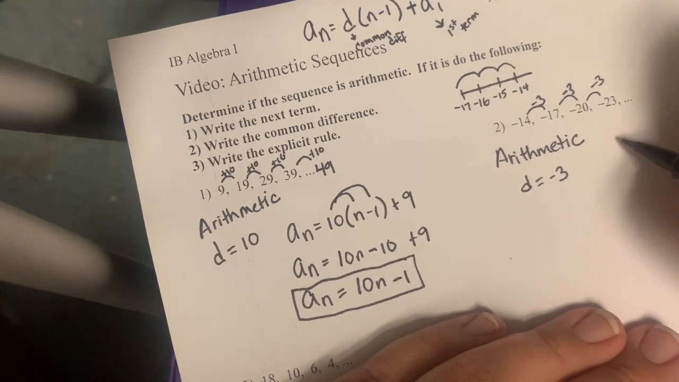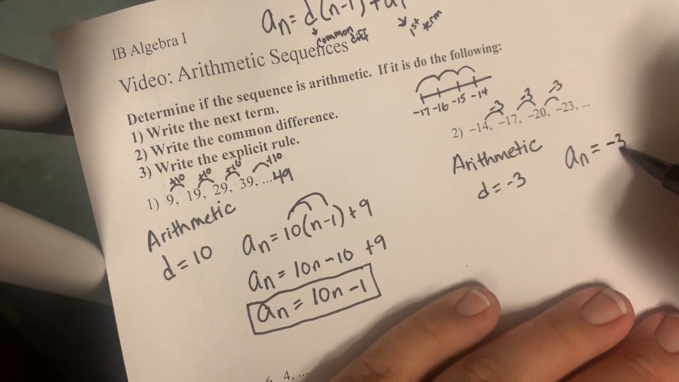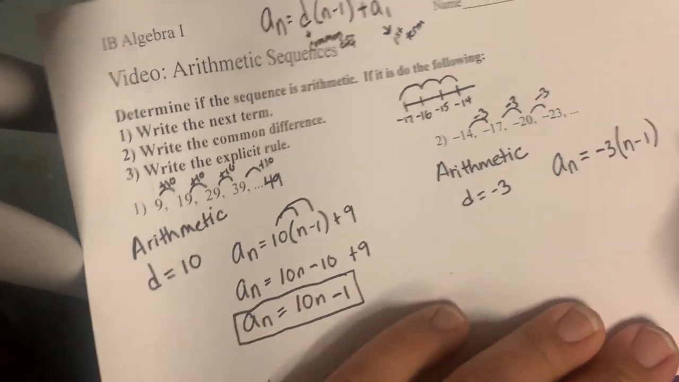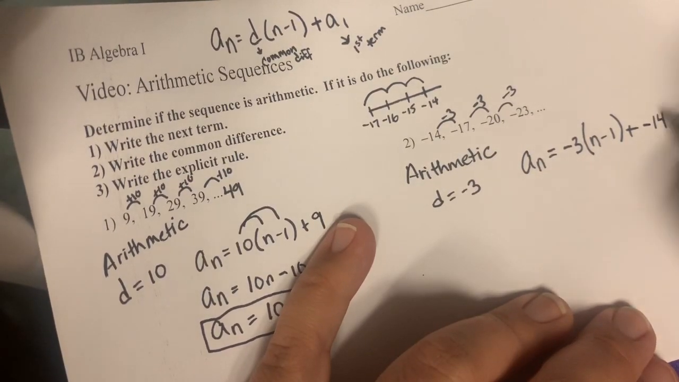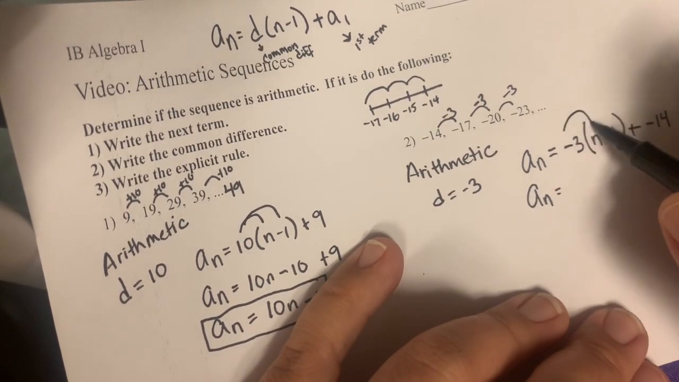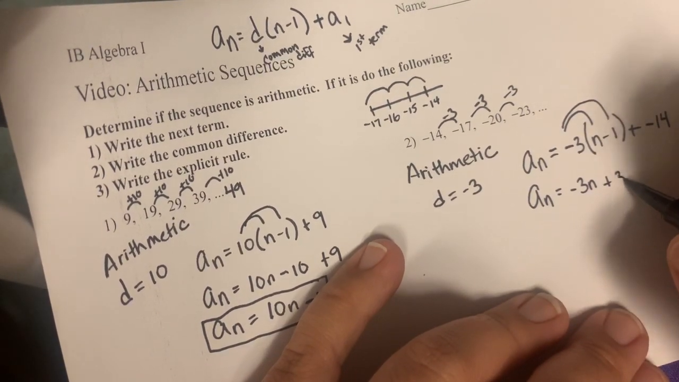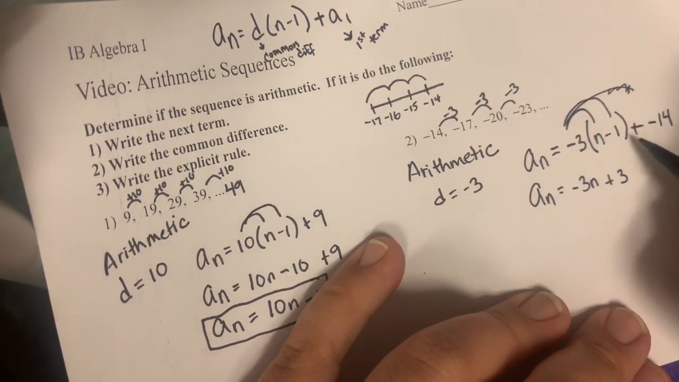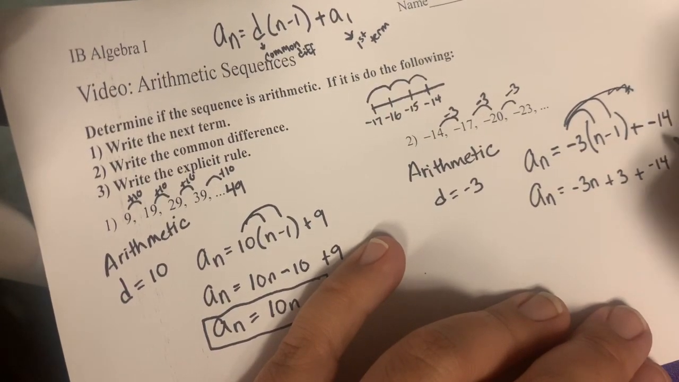All right, so I've got to write my rule. A sub n equals the common difference, which is negative 3, parentheses, n minus 1, close my parentheses, plus my first term. And the first term in the sequence is negative 14. So plus negative 14. Now I've got to simplify. So a sub n equals negative 3 times n is negative 3n. Negative 3 times negative 1 is positive 3. Done with the parentheses. Now I've got a negative 14, I'm going to bring that down, plus negative 14.